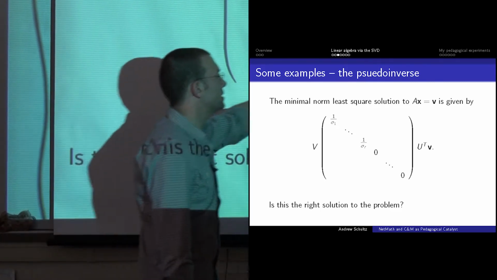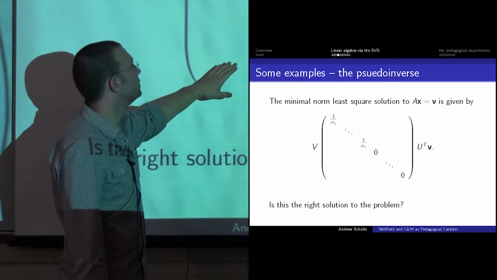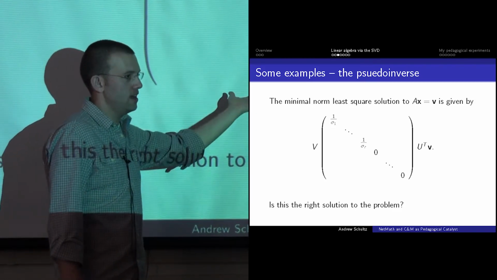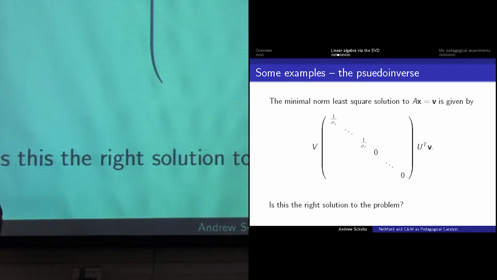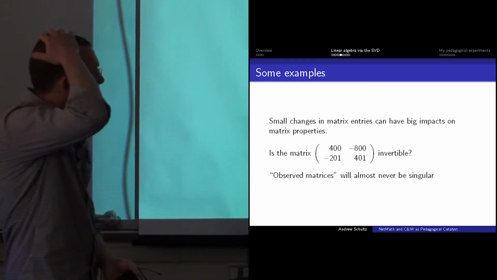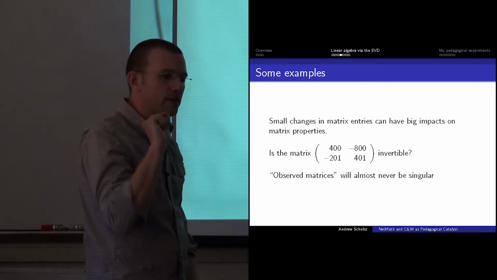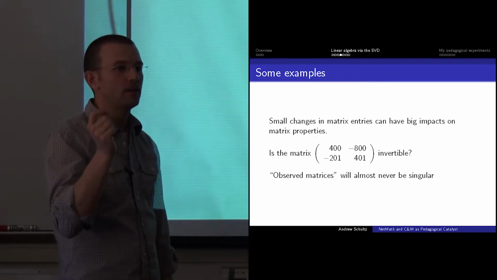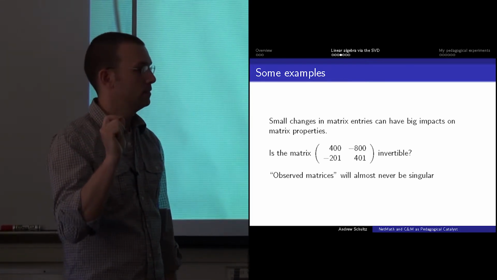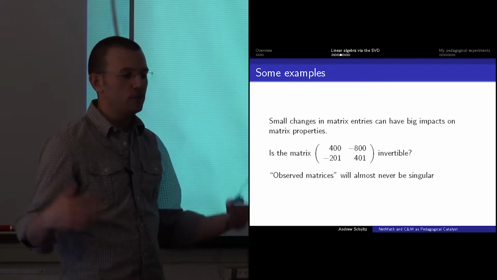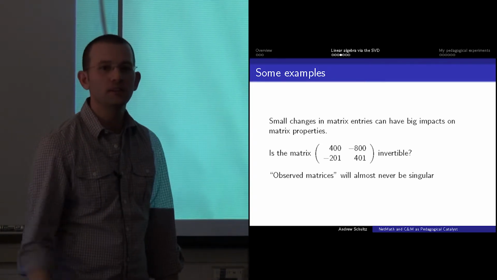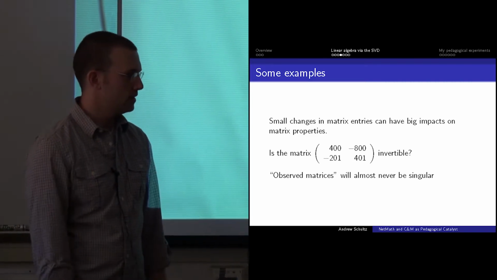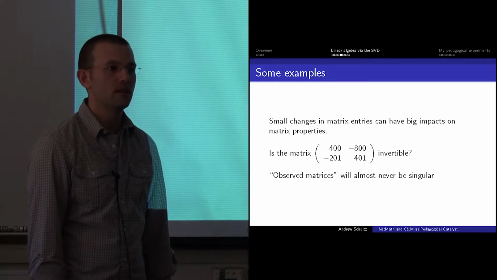In other words, the theory says this is the right minimal least square solution. But should I really be trying to solve this system so precisely? So what do I mean by that? It turns out that if you make very small changes to the entries of a matrix, it can have an enormous impact on whether or not that matrix is singular. Okay? So traditionally, if you teach a linear algebra class and you ask a student, how do you know if this matrix is singular? Then the student will say, you compute a determinant, and the determinant tells you whether or not the matrix is singular.